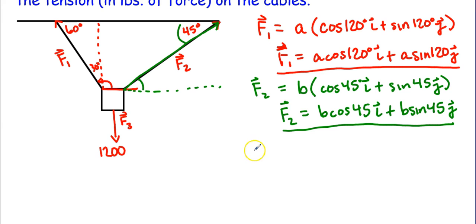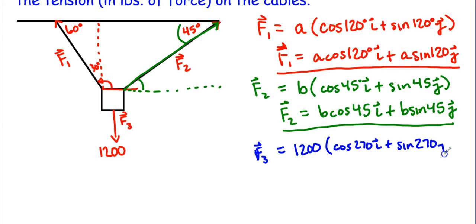So what we want to do, again, we've got to do the same thing. We've got to write this as a force vector, and we're going to call that F3. And this one should be an easy one. We know the magnitude of this thing. If we're going to go through the actual entire process, the magnitude is going to be 1200. This vector is pointing straight down, so I would do a direction of 270. So it would be 1200 times cosine of 270, that's my i component, plus sine of 270, that's my j component.